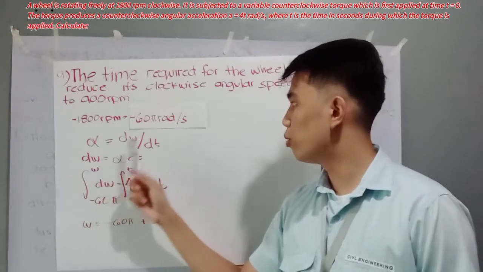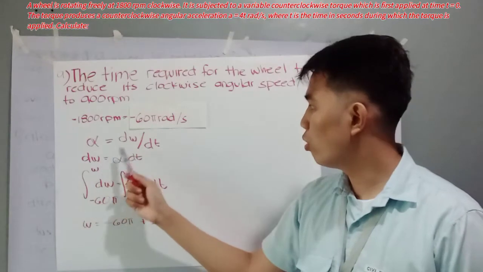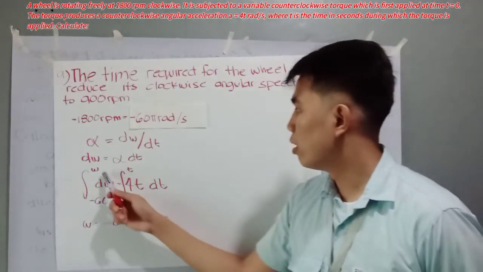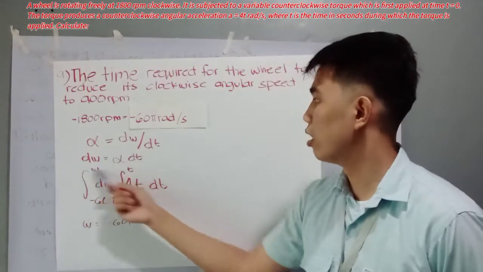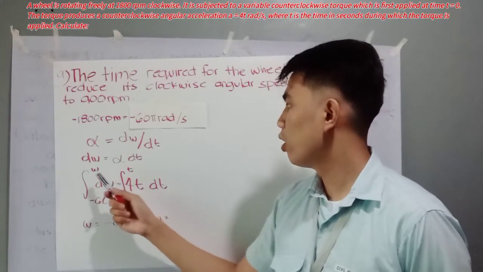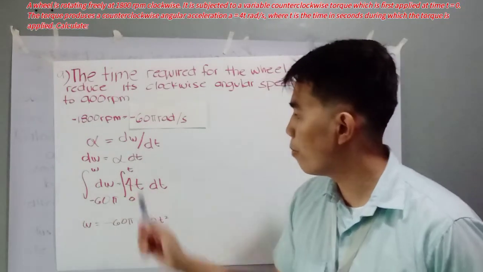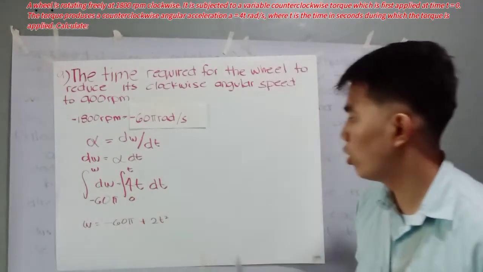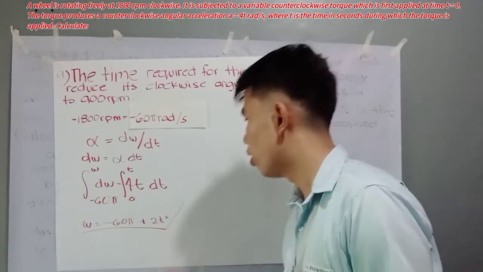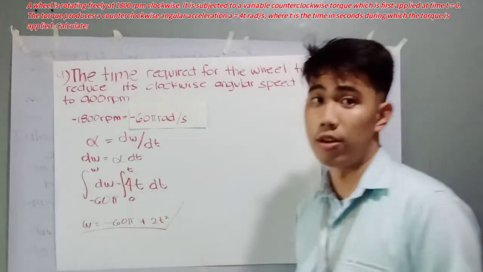So by cross multiplying, d omega is equal to alpha dt. Let's integrate the formula, from negative 60 pi to omega on one side, and from 0 to t on the other side. By manipulating the equation, we get this answer: omega is equal to negative 60 pi plus 2t squared.